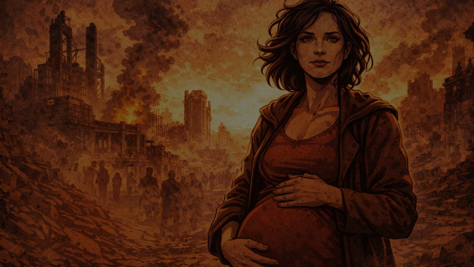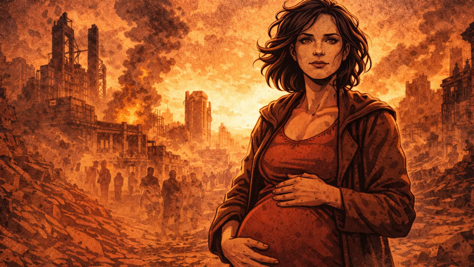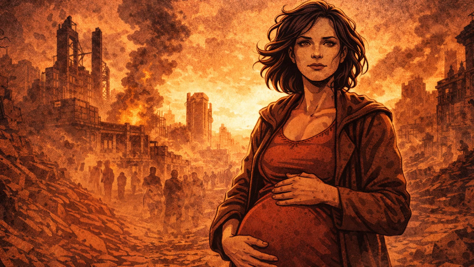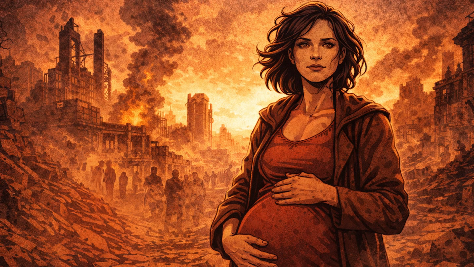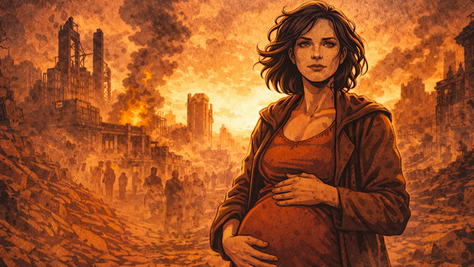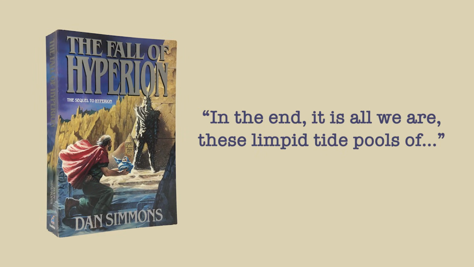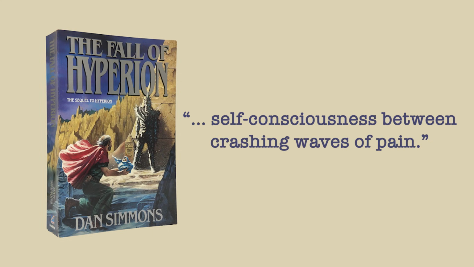Lamia is pregnant with Keats's child, named the One Who Teaches, a symbol of humanity forced at last to live without gods, shortcuts, or guarantees, fragmented but free. We are created for precisely this sort of suffering. In the end, it's all we are, these limpid tide pools of self-consciousness between crashing waves of pain.